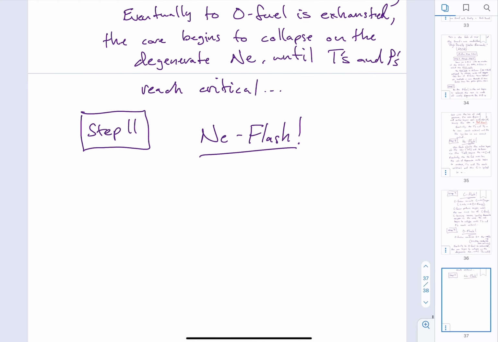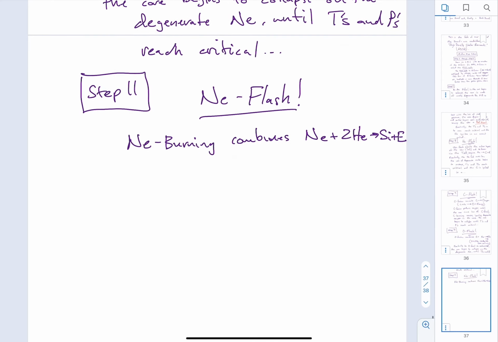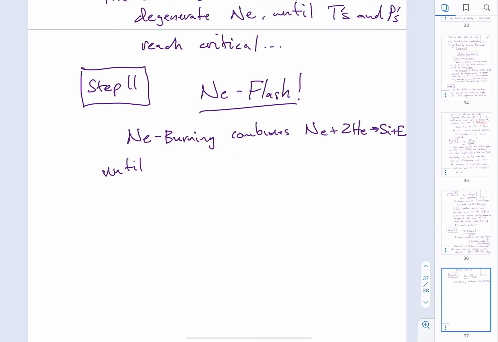When we talk about neon burning, neon burning combines neon and helium to produce, as you can see on the periodic table, silicon. Neon burning combines neon plus 2 helium to give us silicon plus energy, until, of course, it runs out of neon fuel.